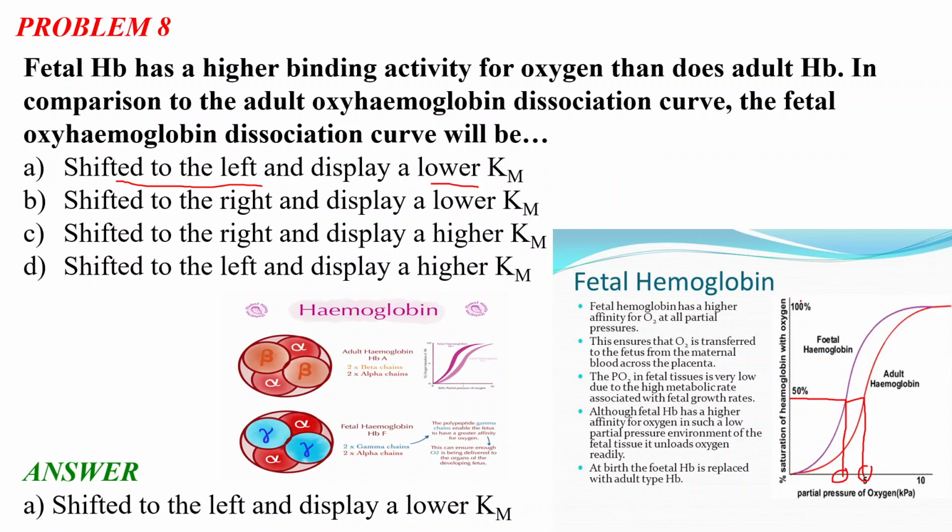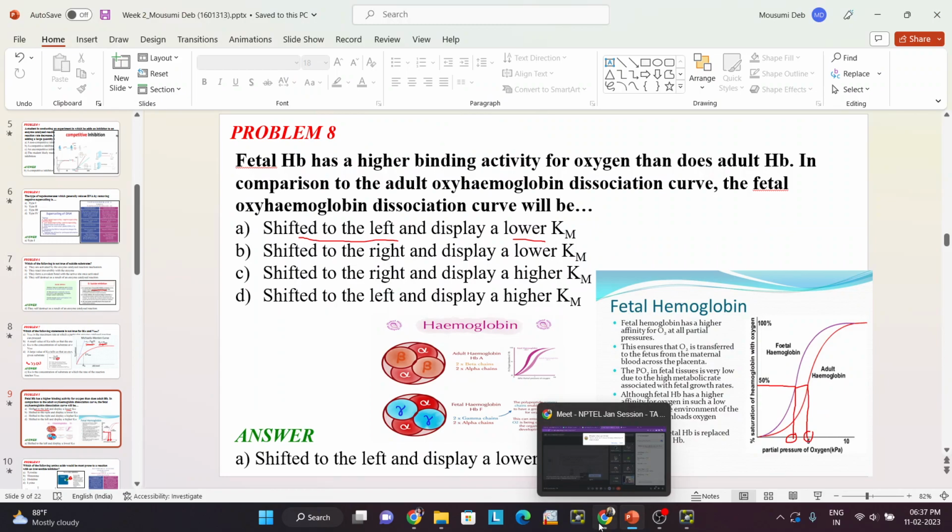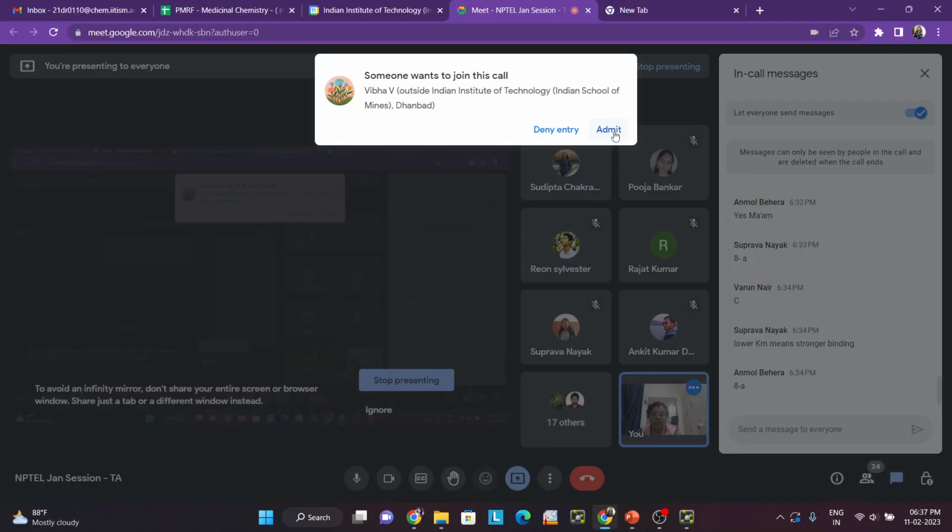Okay, so this is the percentage of saturation of hemoglobin with oxygen, and this is the partial pressure of oxygen. So at the same low partial pressure, it is more saturated. So I think it is clear. If you have any doubt, please let me know.